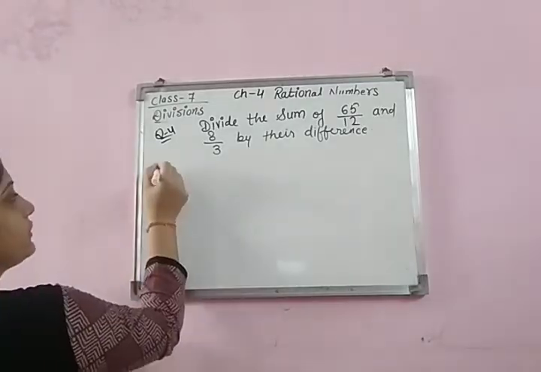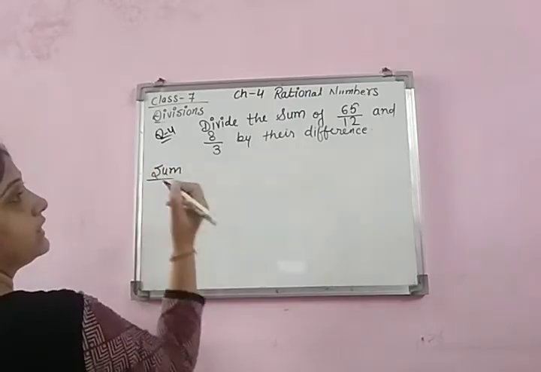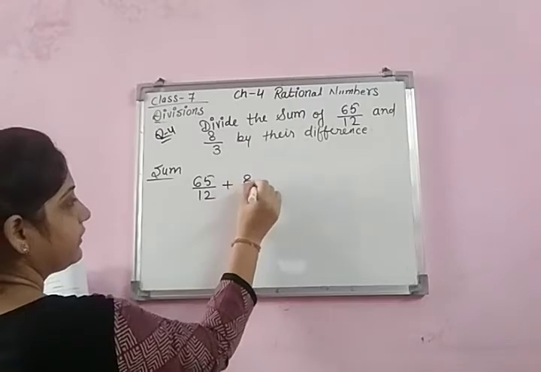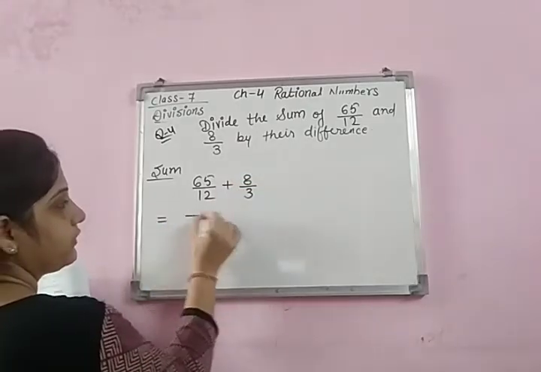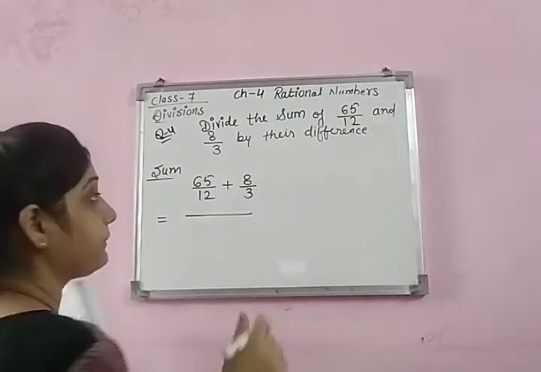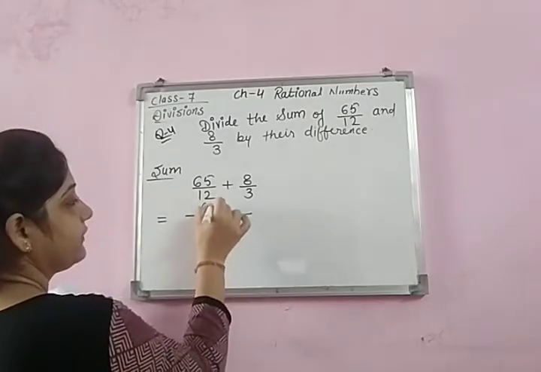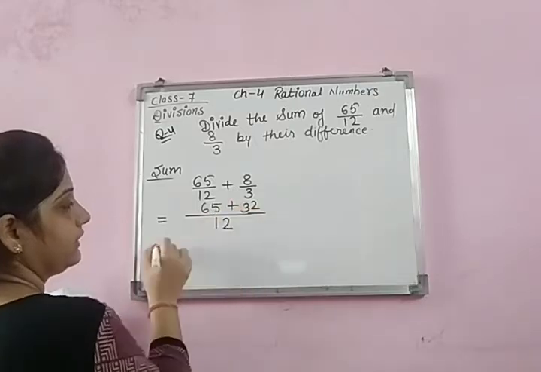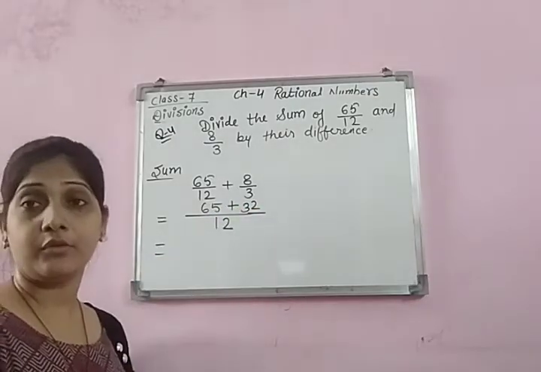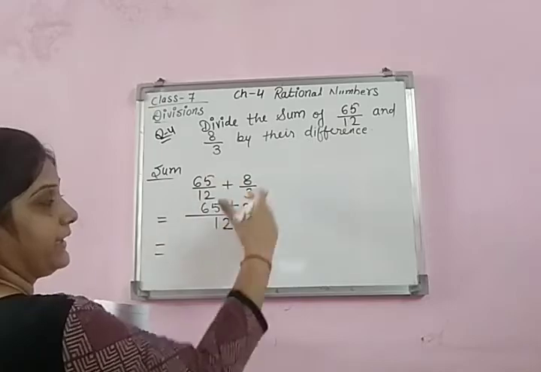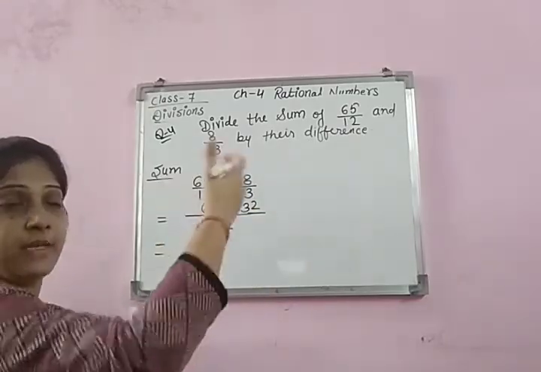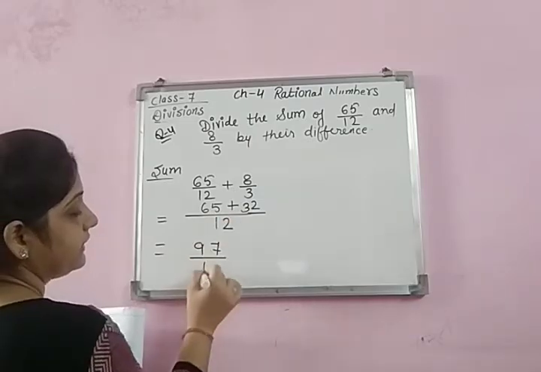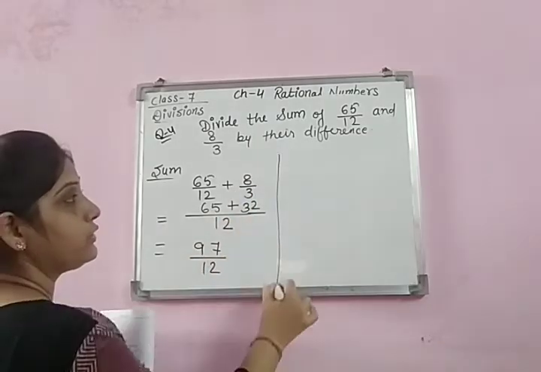Okay. So let's do the sum first. Sum: 65 by 12 plus 8 by 3. So when I am doing the sum, I need to take the LCM, 12. 65 plus 3 4s, and 4 8s are 32. I think everyone now knows how to do the addition by taking the LCM, divide by denominator, multiply by numerator. 5 plus 2 is 7, 6 plus 3 is 9. It is 97 upon 12.